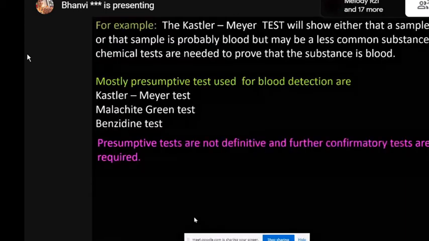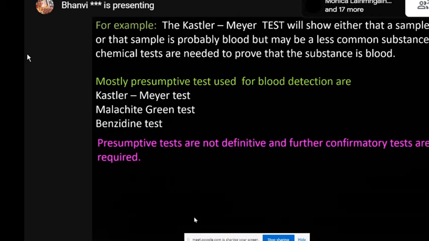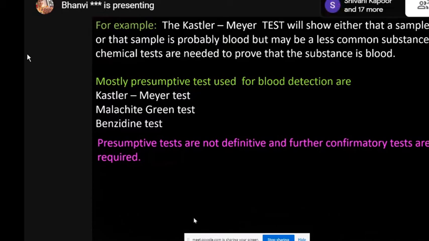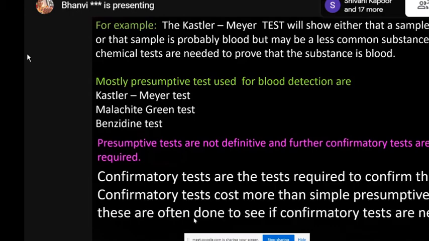For example, the Kastle-Meyer test will show either that a sample is not blood or that the sample is probably blood, but may be a less common substance. Further chemical tests are needed to prove that the substance is blood. Mostly presumptive tests used for blood detection are the Kastle-Meyer test, malachite green test, and benzidine test. Presumptive tests are not definitive, and further confirmatory tests are always required. Since confirmatory tests are the tests required to confirm the analysis, confirmatory tests cost more than simple presumptive tests, and presumptive tests are often done to see if confirmatory tests are necessary.